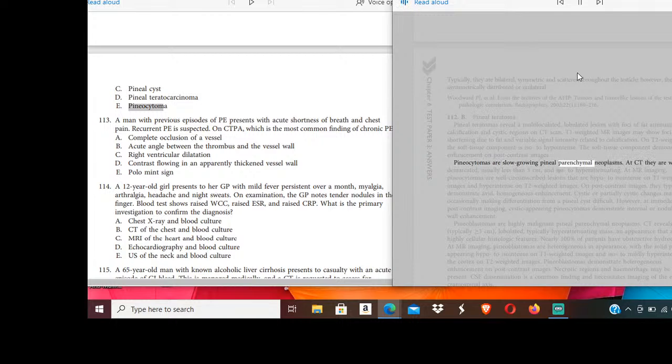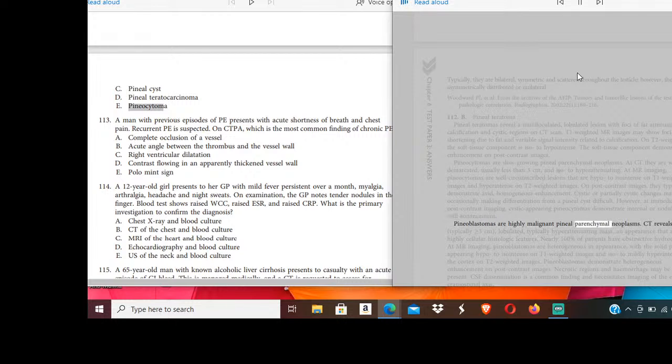Pineocytomas are slow-growing pineal parenchymal neoplasms. At CT they are well demarcated, usually less than 3 cm, and iso to hyperattenuating. At MR imaging, pineocytomas are well-circumscribed lesions that are hypo to iso-intense on T1 weighted images and hyperintense on T2 weighted images. On post-contrast images, they typically demonstrate avid, homogeneous enhancement. Cystic or partially cystic changes may occur, occasionally making differentiation from a pineal cyst difficult. However, at immediate post-contrast imaging, cystic-appearing pineocytomas demonstrate internal or nodular wall enhancement.